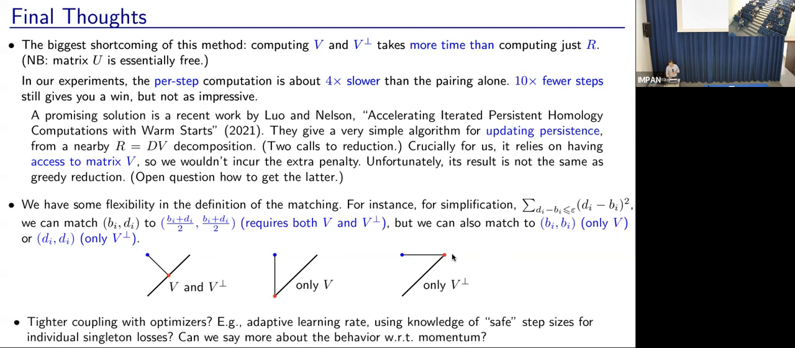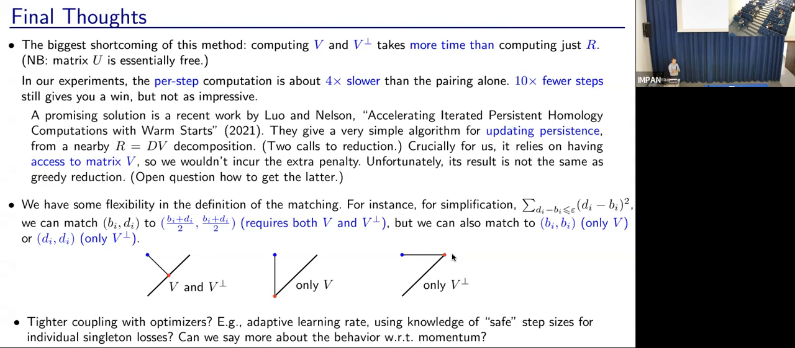And the final remark, and I think the most interesting open question, is how to couple this tighter with the optimizers, because when you do optimization, right, there are all these things that you have to worry about and play with, like figuring out the learning rates, figuring out the right step sizes. But here, from the critical set, you get a lot of information. You know how far you can go for any given loss.